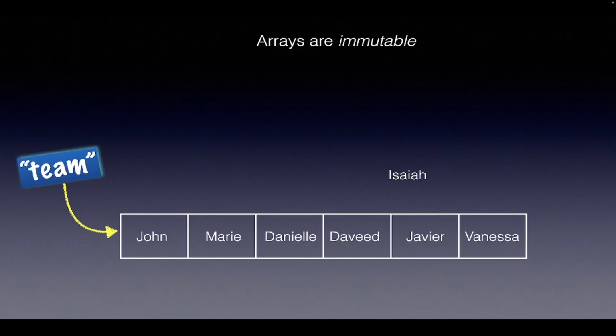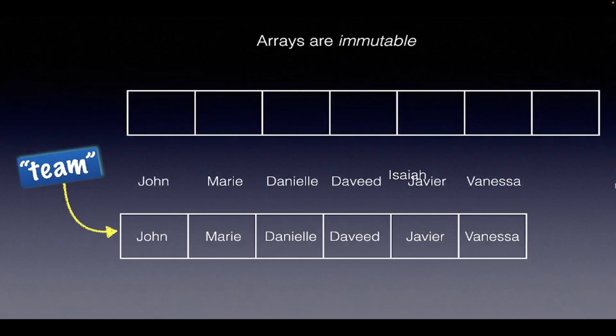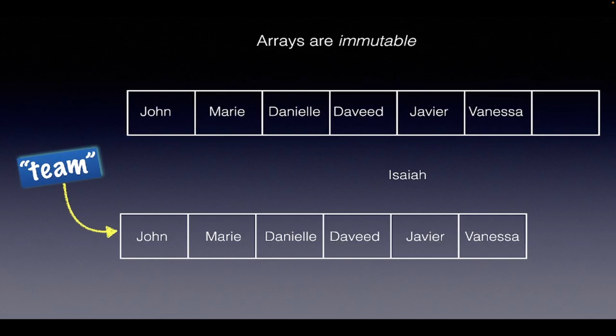There are some tricks we can do. I mean, it's not a hopeless situation. What I can do is make a new array that's bigger. I can make a new array that holds one more person. I can copy all the old data into that array. I can put the new piece of data into that extra element at the end.